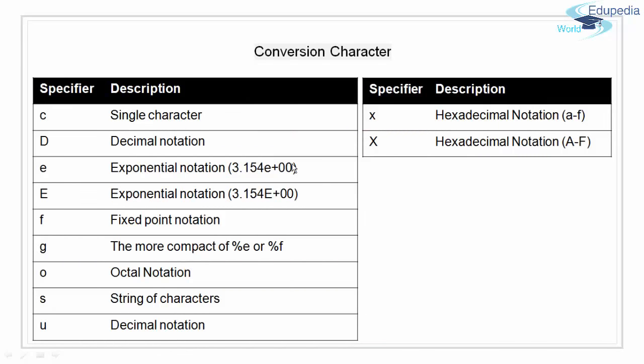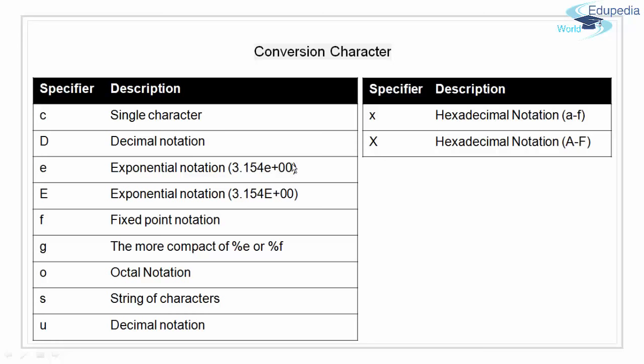Conversion character. The conversion character specifies the notation of the output. It consists of a single character and appears last in the format specifier. It is the only required field of the format specifier other than the leading percentage character. So we have a specifier and we have a description.